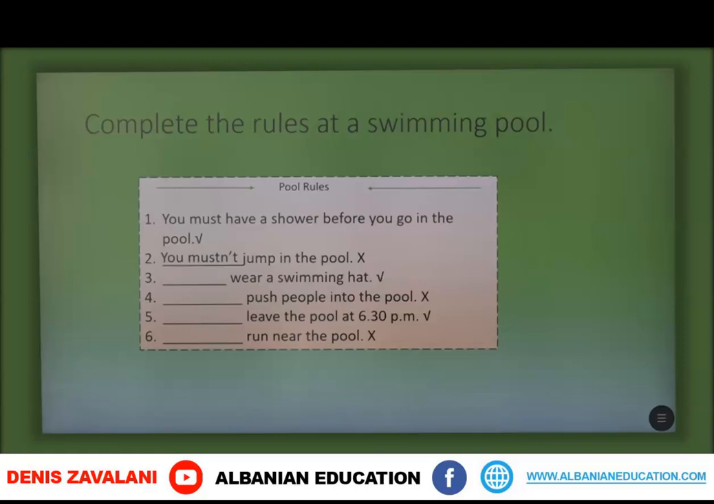The third, you must wear a swimming hat. Fourth, you mustn't push people into the pool. Fifth, you must leave the pool at 6:30 p.m. And the last one, you mustn't run near the pool.